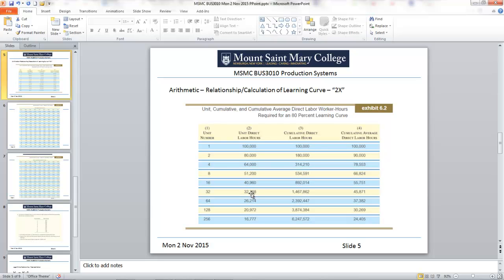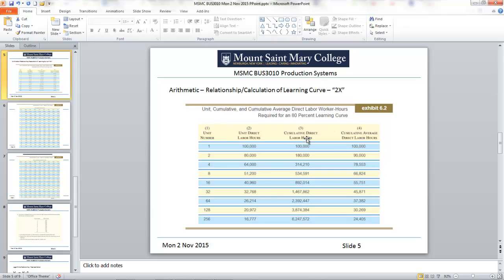So this would be 32,768 hours for the 32nd airplane we built. That's how long it would take. By the time we get to 32 airplanes, we've come down from 100,000 to a third of that. We've chopped out 2/3 of the time it took our first airplane. When we get to the 32nd, we're only down to 32,000, a third of the original number.